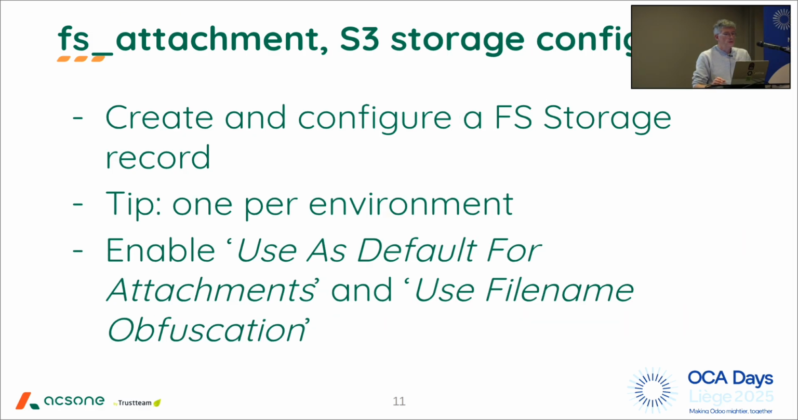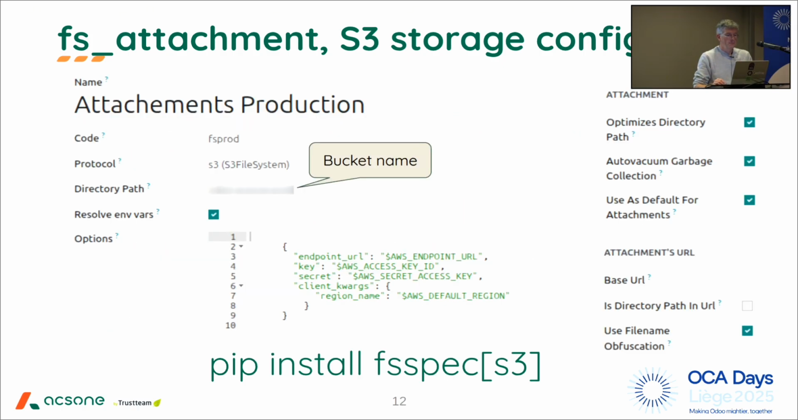So to use it, you simply install this FS attachment module, and then you need to define the storage backend. So you need to tell it where it's going to store the attachments. And the configuration typically looks like this for S3, but it's very similar for other object storage. So you need to give it a code. Typically you have a different storage backend for each environment, for production, acceptance, test, or whatever. That's not mandatory, but recommended.